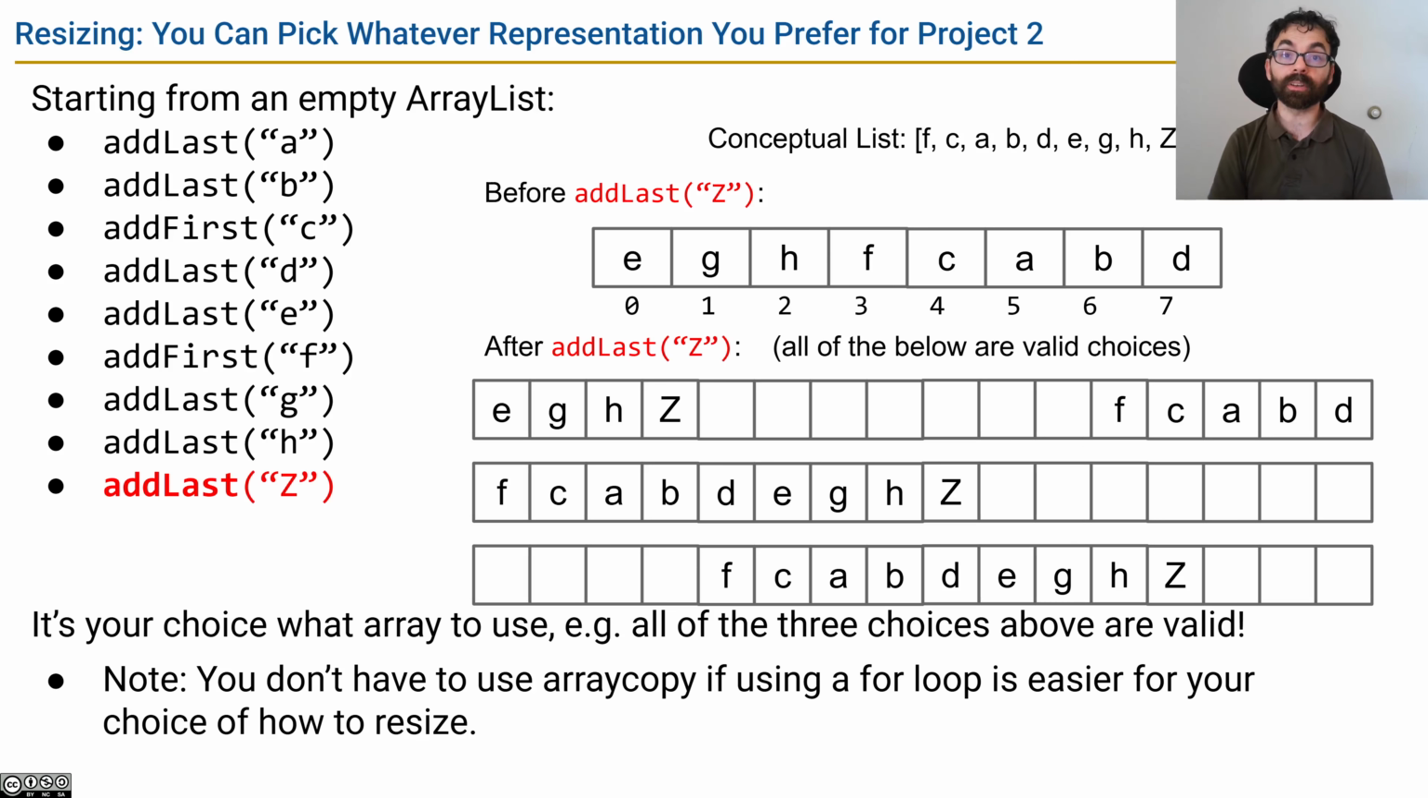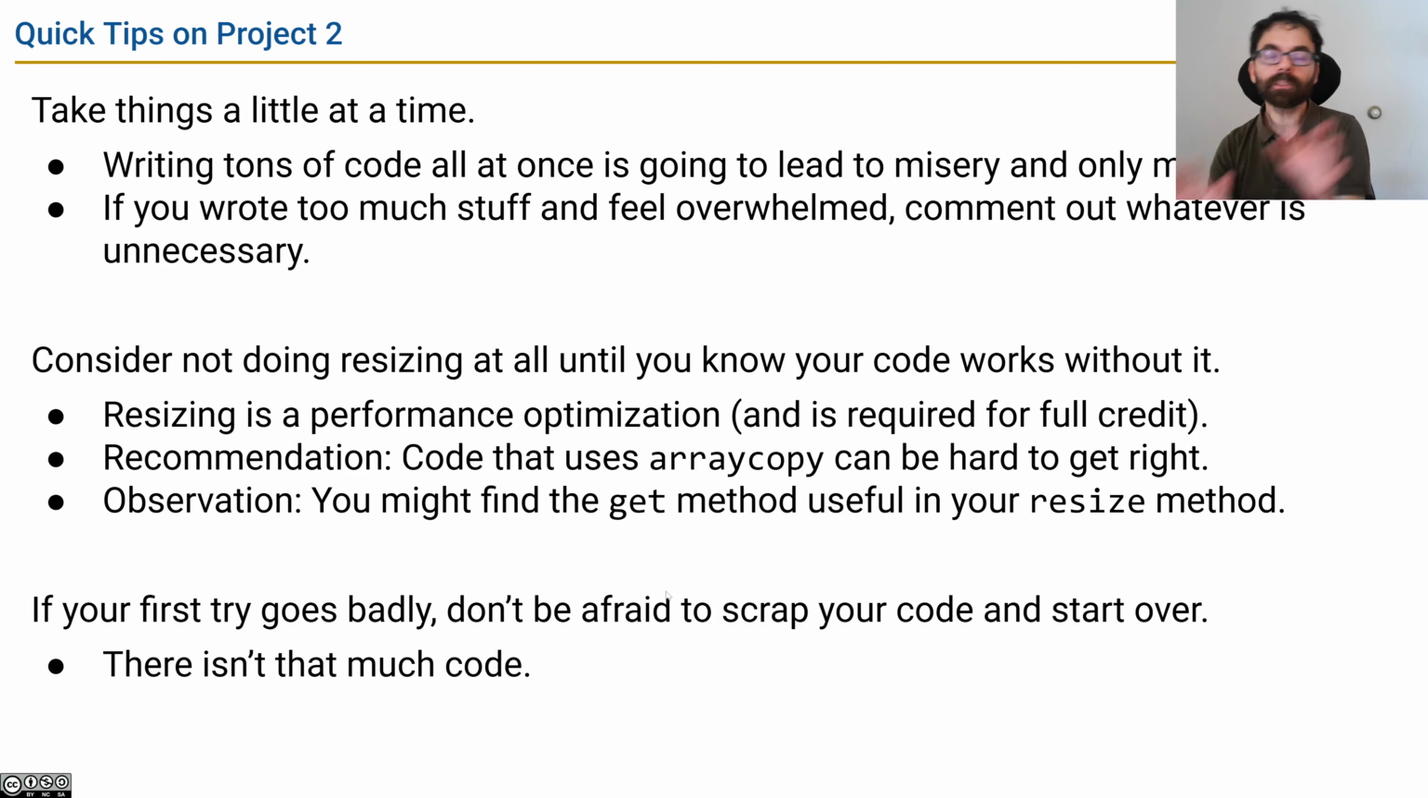I should note that using array copy is a bit of a trap on this project. It's a cool idea that you can copy a whole array in one statement. But because of the wraparound effect, I would recommend using a for loop instead of array copy, though you're welcome to use array copy if you wish. Just a few little tips about project 2 before I talk about one little last thing.